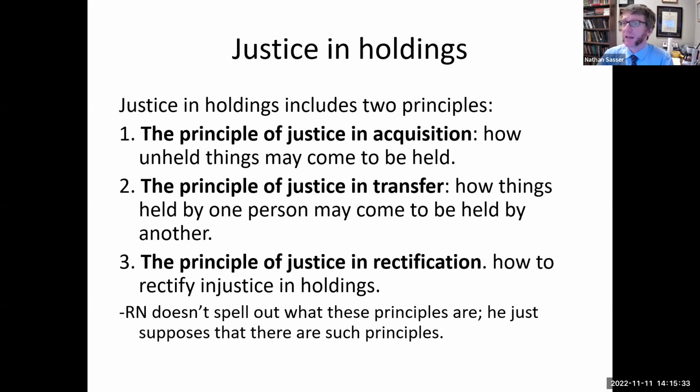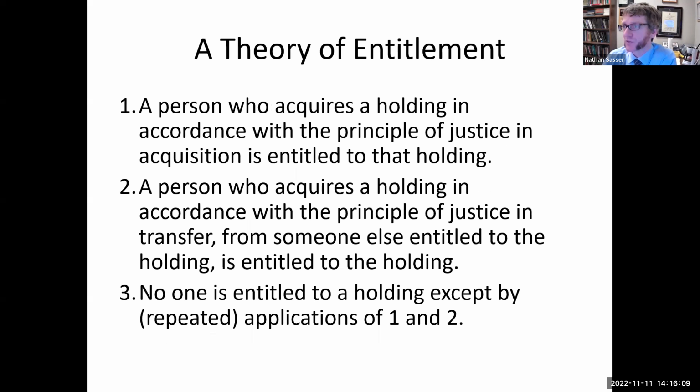What happens next? Now, Nozick doesn't spell out what these principles are. He doesn't tell us how we may come to make unheld things our own. He doesn't tell us what the principle of justice in transfer is. He doesn't tell us what the principle of justice in rectification is. He just says there've got to be such principles. Okay, so it's sort of an empty schematism that tells us here's the general shape of justice in holdings, and leaves it to us to fill in the details.